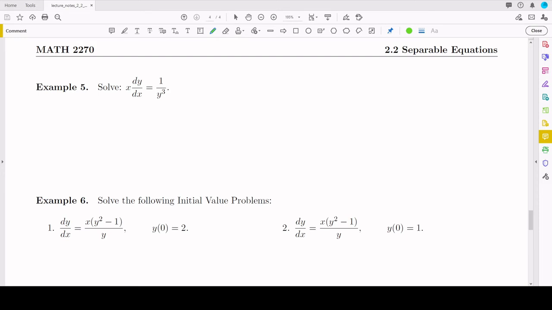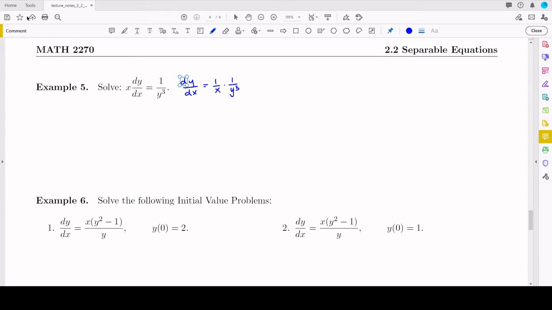We will conclude this section with two more examples. So in example 5, we want to solve the differential equation x dy/dx equals 1 over y cubed. This is a separable equation because we can divide both sides by x and we get dy/dx equals 1 over x times 1 over y cubed. So it's a function of x times a function of y.